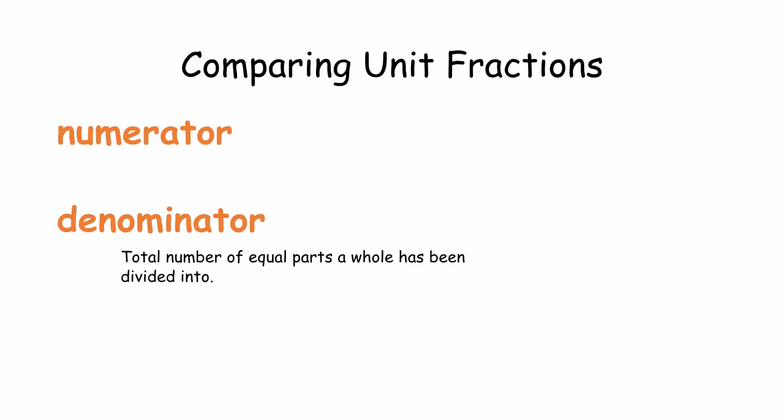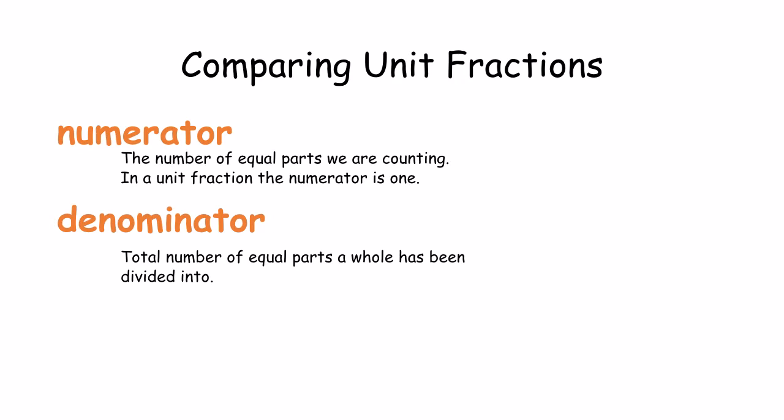The denominator is the total number of equal parts a whole has been divided into, and this goes on the bottom of our fraction. The numerator tells us the number of equal parts we are counting. And in a unit fraction, the numerator will always be 1.